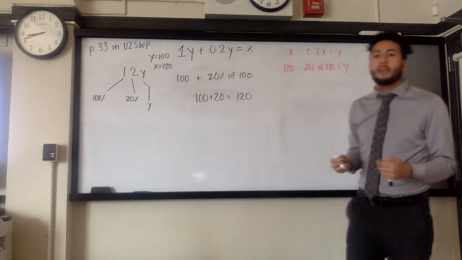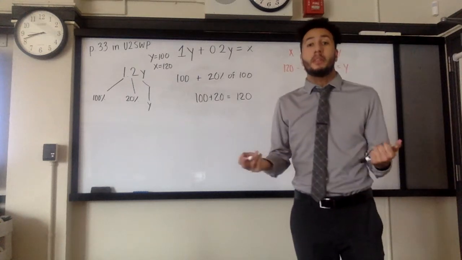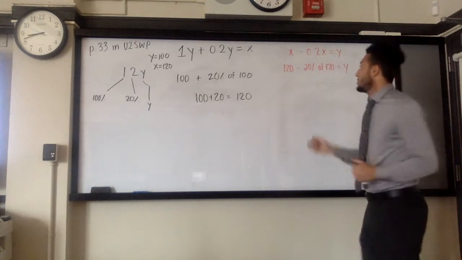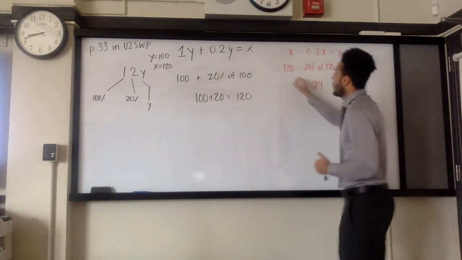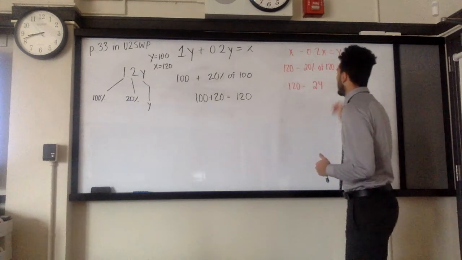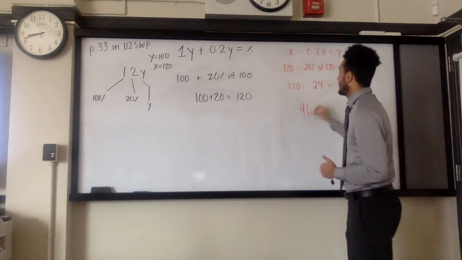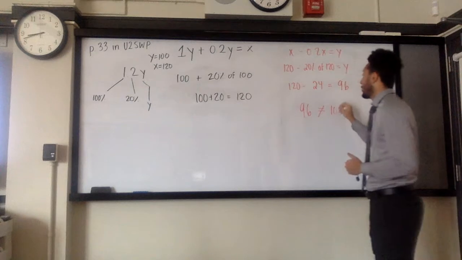20% of 120, as I mentioned, is the same thing as finding 1/5 of 120. We know that 120 divided by 5 will get me to 24. When I do 120 subtracting 24, I get to 96. And as we already know, 96 is not equal to 100.